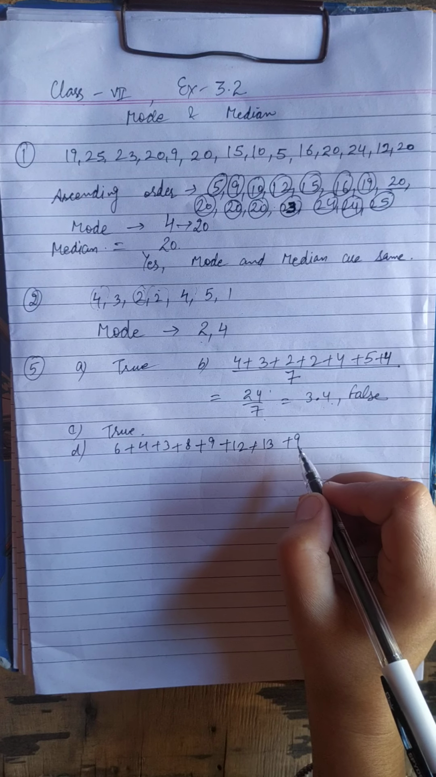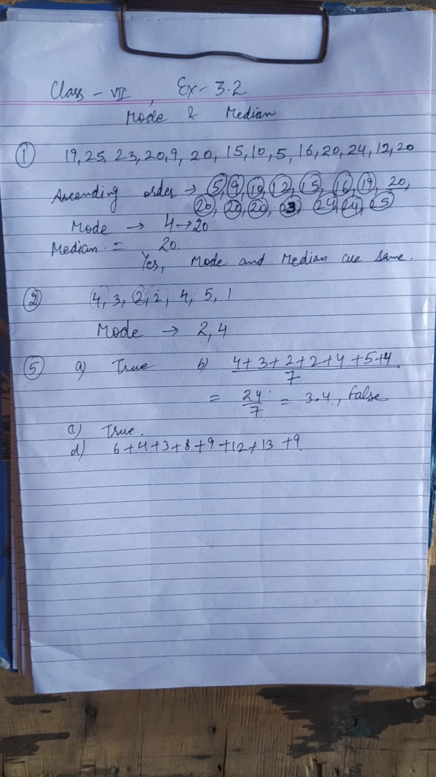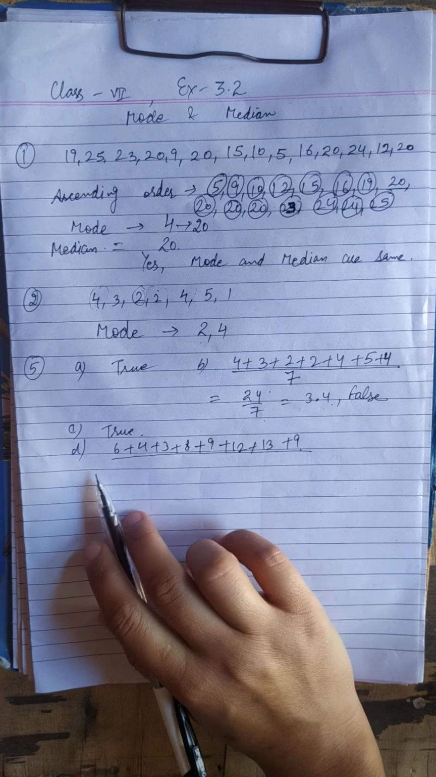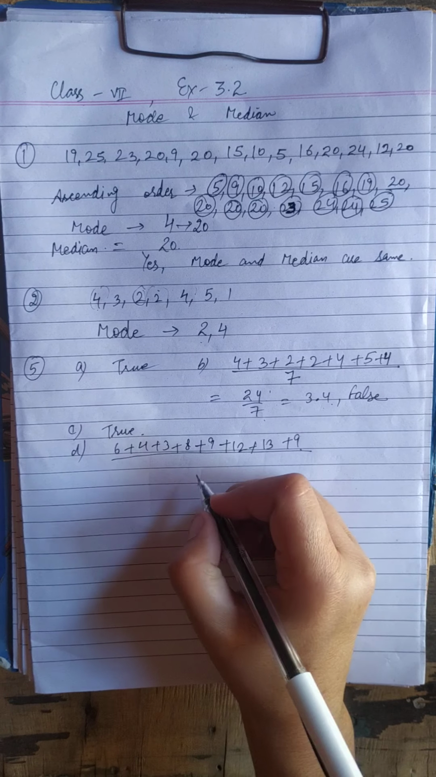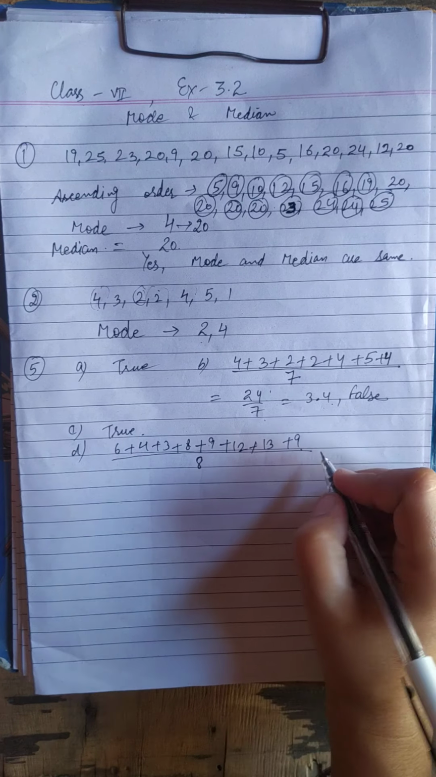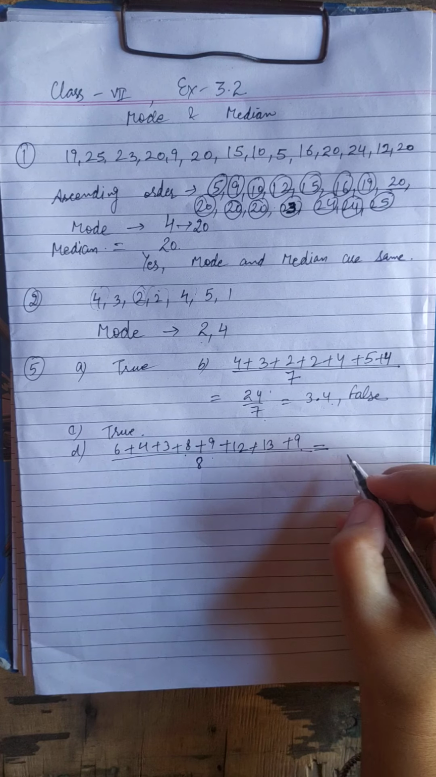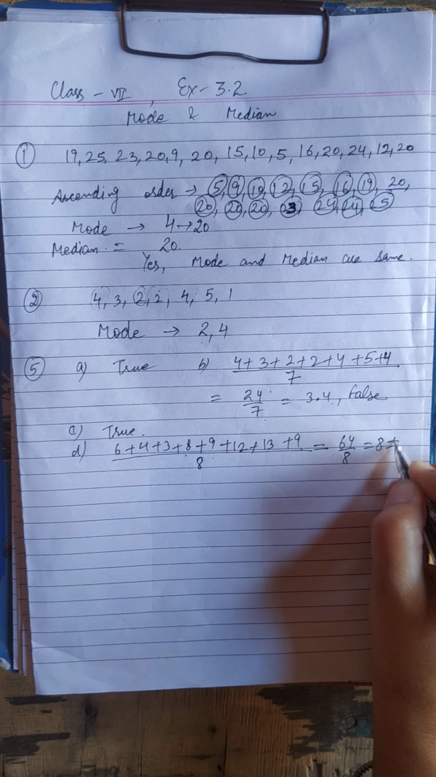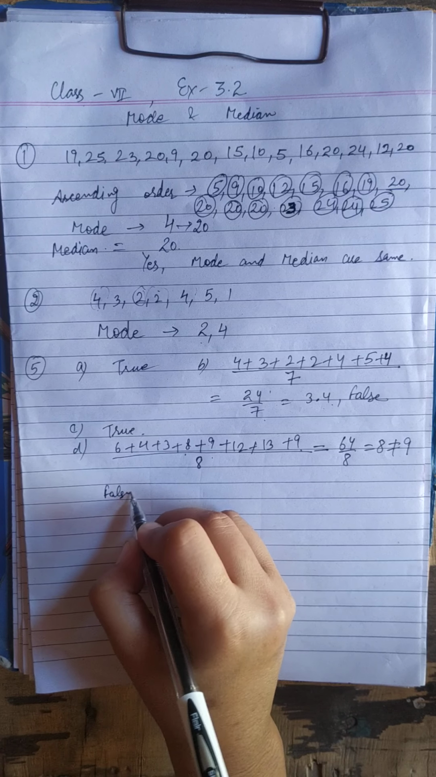In the fourth part, the data is given: 6, 4, 3, 8, 9, 12, 13, 9. We have to check whether it has mean 9 or not. So firstly we will find the mean. How many terms are there? 1, 2, 3, 4, 5, 6, 7, 8. So 8 terms are there. When you add these numbers you get 64 by 8, which is equal to 8. This is not equal to 9. So our mean is not 9, and this answer is false.